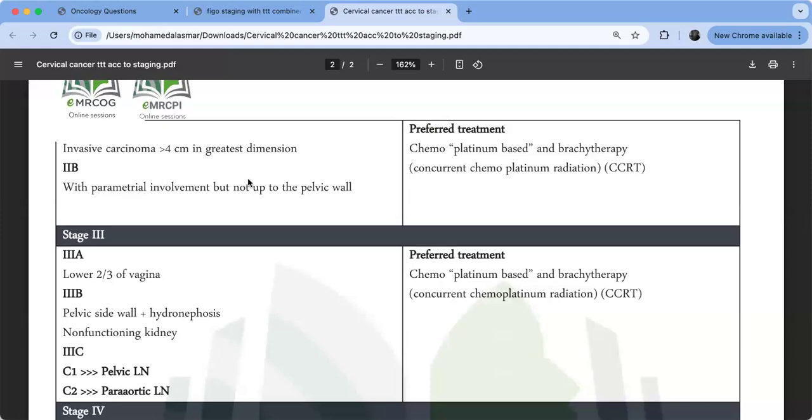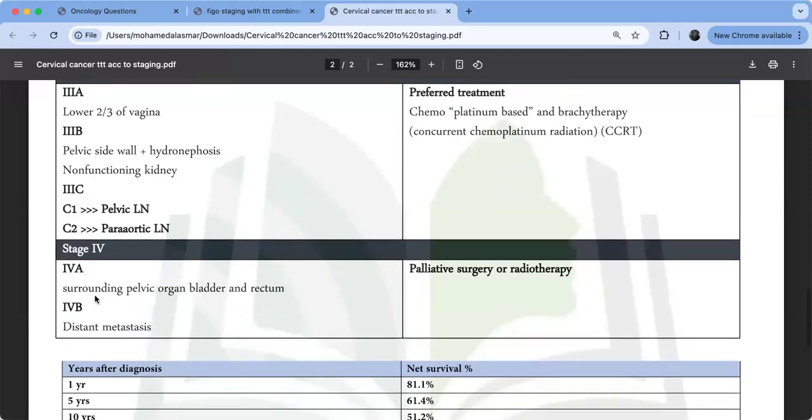Here, my friend, 2B, CCRT. Stage 3, CCRT. Stage 4 is palliative surgery or radiotherapy. And the aim of palliative surgery or radiotherapy is to reduce the tumor burden and improve the symptoms. That's it. But the survival is very bad. Okay, friends? You got the point, guys?